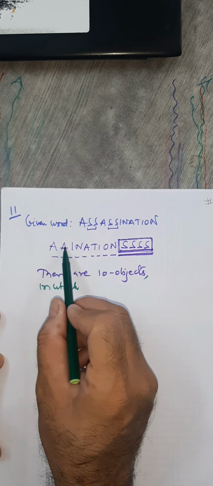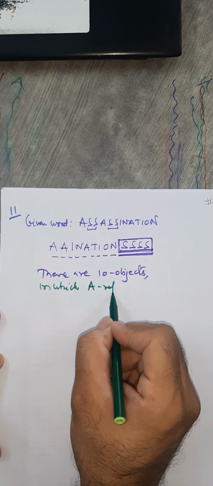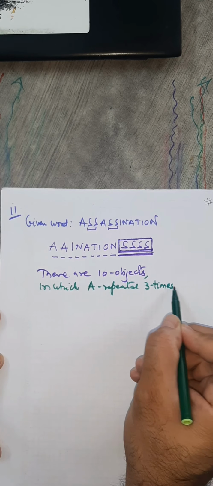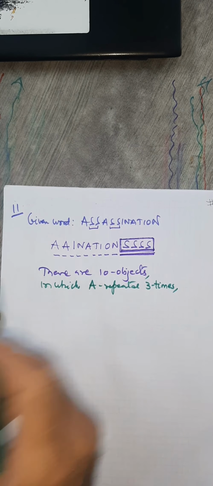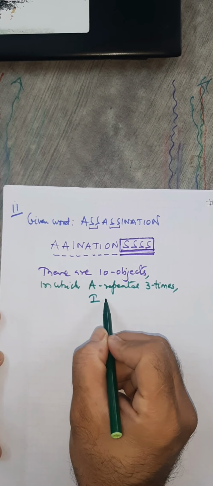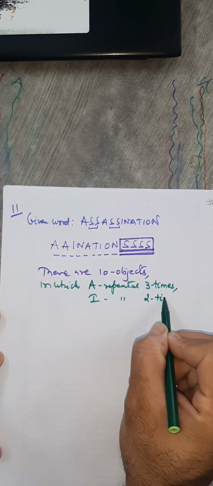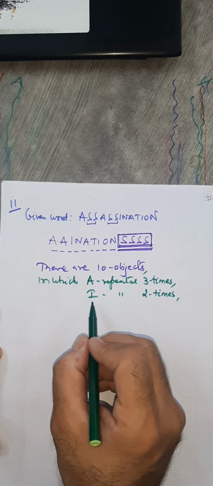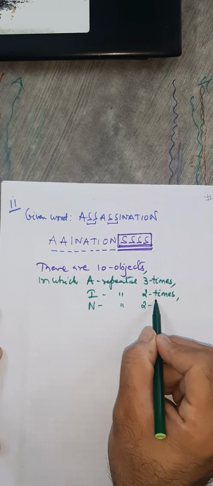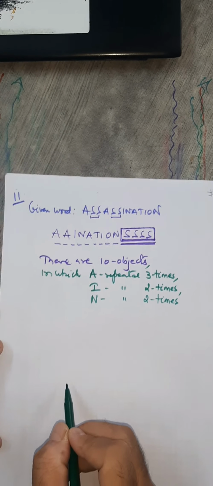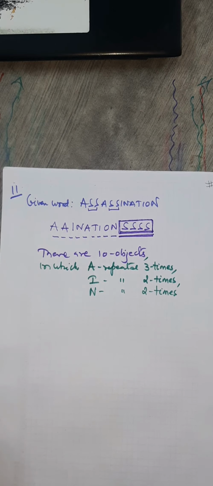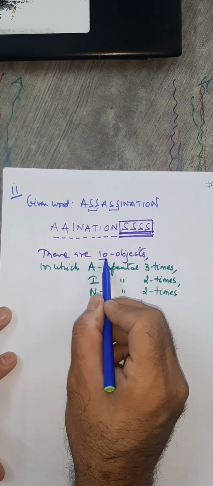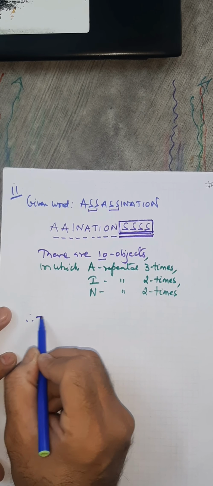What about A? A is repeated how many times? 3 times. A repeated 3 times. What about I? I repeated 2 times. This is permutation with like objects, if you remember. And what about N? N repeated 2 times. Okay, fine. So just imagine this as one object. So total 10 with this repetition.